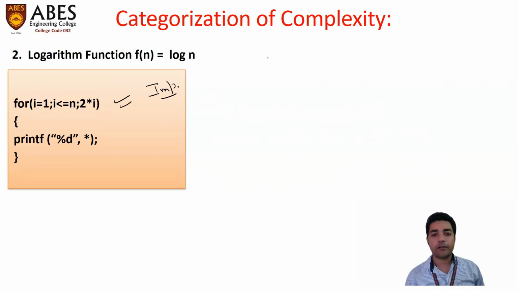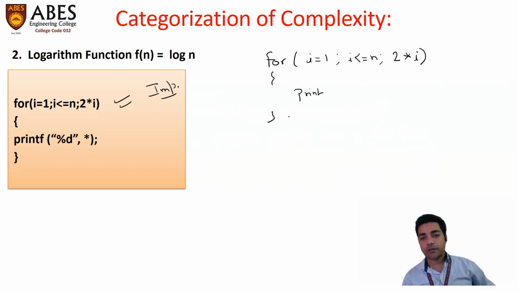Why is it so common? Let's see. Let me write this again here. For i equal to 1, i less than or equal to n, and at what rate is i running? i is incrementing twice, and inside we are printing something. So the question is, how many times is this for loop going to run? What is the time complexity of this program?